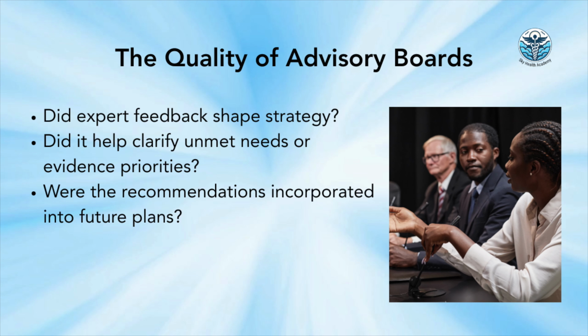Let's go to another area, which is advisory boards. How can you use the qualitative metrics? Here again, you look beyond the number of boards conducted or the number of experts who attended. You are looking for questions like, did the experts' feedback shape your strategy? Did it help to clarify unmet needs or evidence priorities? Were the recommendations incorporated into your future plans? Here you need to use questionnaires and document the discussions in the final advisory board report.